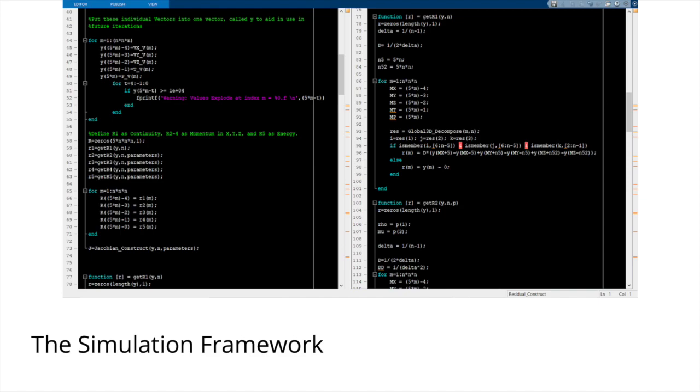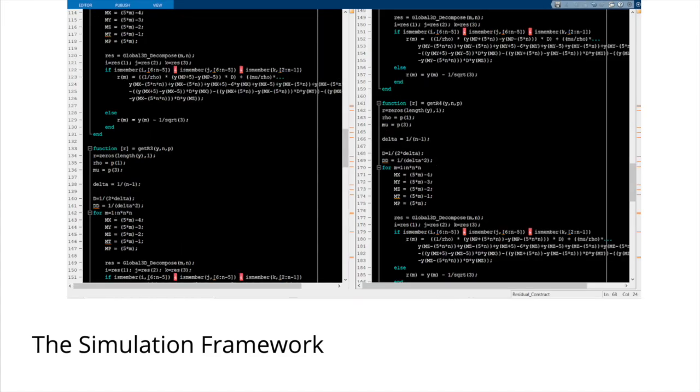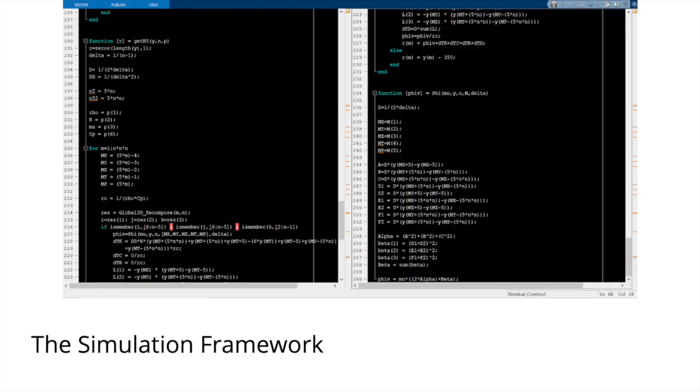So the picture from earlier that showed the beginnings of the residuals, this is the rest of them. So R1 is the code for the continuity equation. R2 through 4 are the momentum equations for x, y, and z. And the energy equation. And the energy equation, in my personal opinion, is the hardest one to code, mainly due to the phi sub v term.